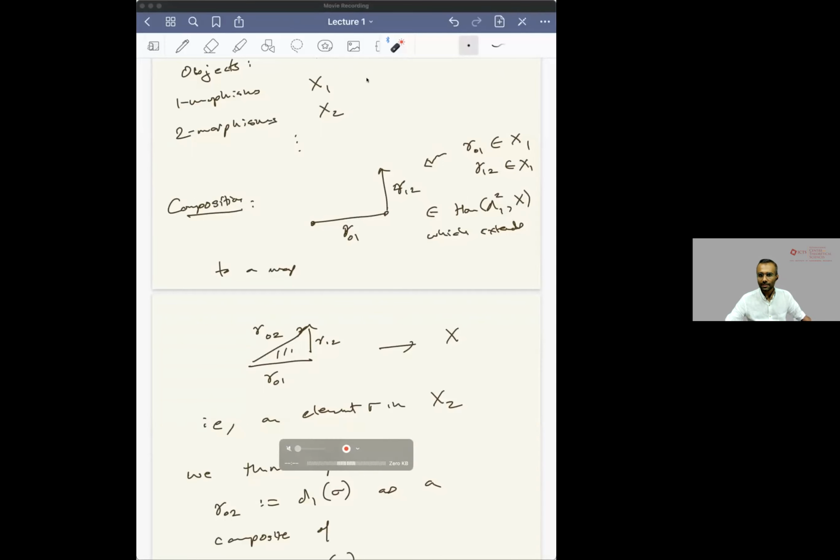So there's a question in the chat: is there any concept of an infinity groupoid associated to any simplicial set? Yes, in a sense, the way I defined it, there is. Good question. This is a bit technical.